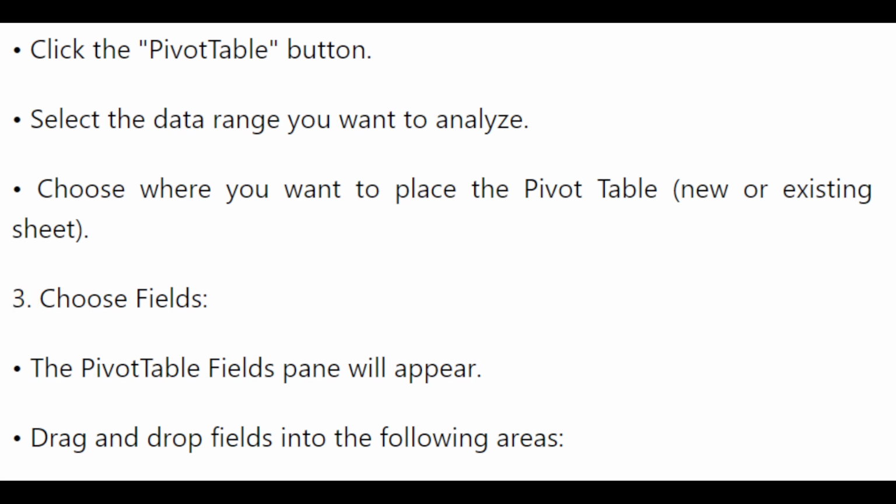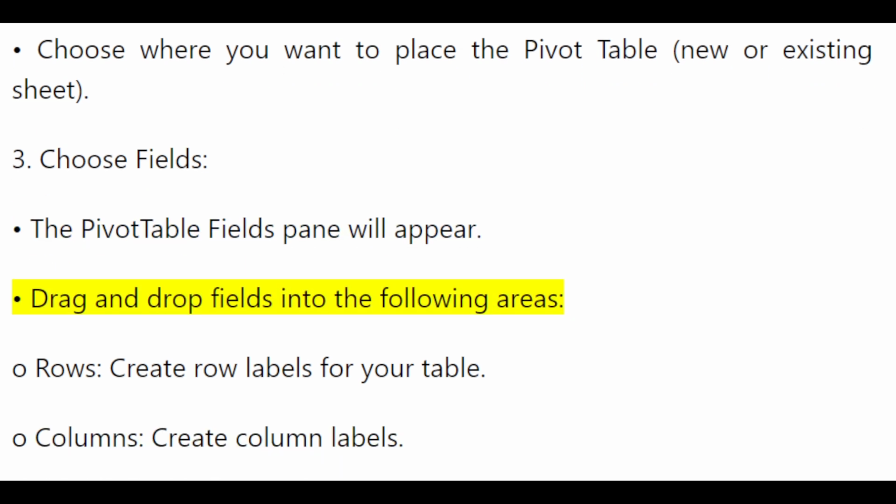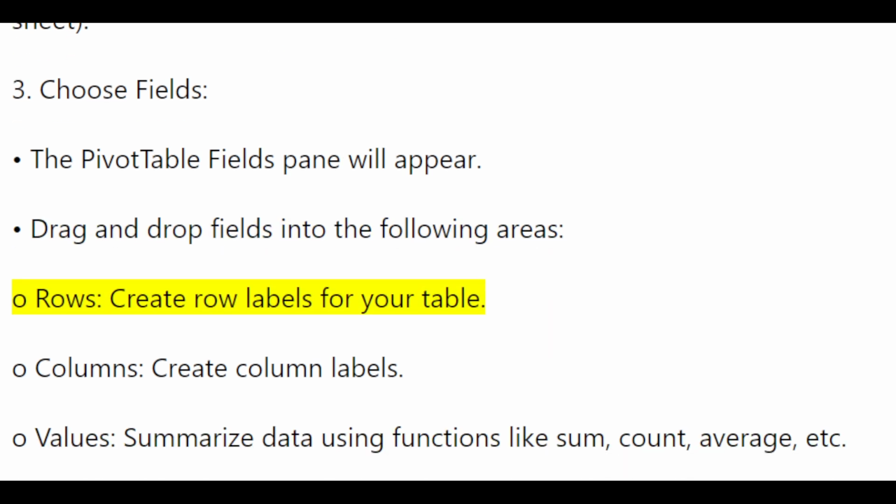3. Choose fields. The pivot table fields pane will appear. Drag and drop fields into the following areas. Rows. Create row labels for your table.